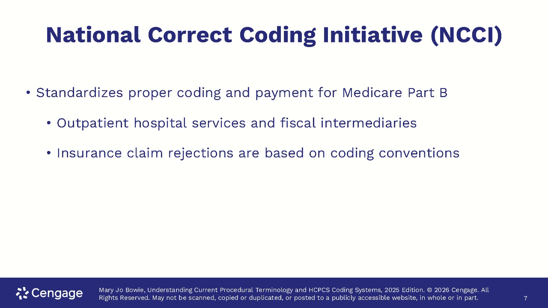So it's almost like column one, I'm thinking about Pac Man, if you're old enough to know who that is. Column one essentially eats up what's in column two. Now, there are situations where the code in column one and column two can be reported together, but that basically means that there's a modifier that would need to be applied.